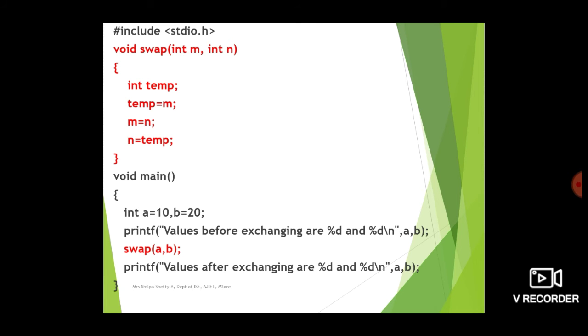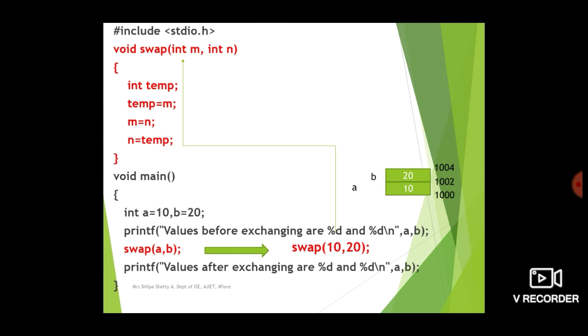Once we call the swap function, again let us print the values of a and b and see what has happened to a and b. So let us see what happens here. First we have two variables a and b with values 10 and 20. Next we will call the swap function here. Swap of a and b will call swap of 10 comma 20, so 10 will be copied to m and 20 will be copied to n.